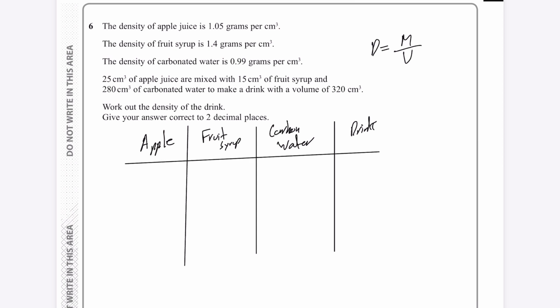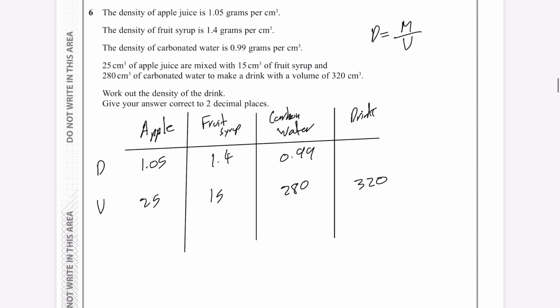Okay, cool. So we have been told the density of apple juice is 1.05, density of fruit syrup is 1.4, the density of carbonated water is 0.99. We have been told the volume is 25, 15, 280, that adds up to 320. And now what we need to do is work out the density of the drink. So remember, density is mass over volume, so that's going to be the total volume, which we know is 320, and now we just need the total mass. Now let me just write another letter on here, mass.